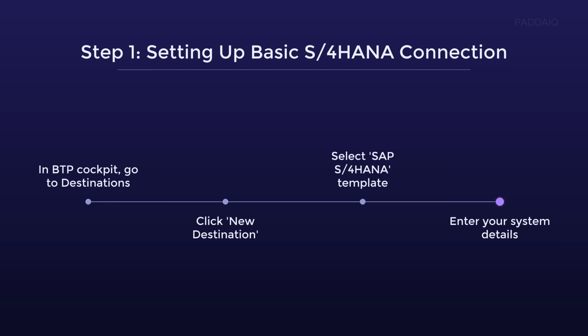Enter your system details. This means providing the specific address and login credentials for your SAP S/4HANA system so the BTP can securely connect to it. For example, you would input the server URL, your client number, username, and password. This foundational step establishes the communication link between your core business system and the cloud platform.